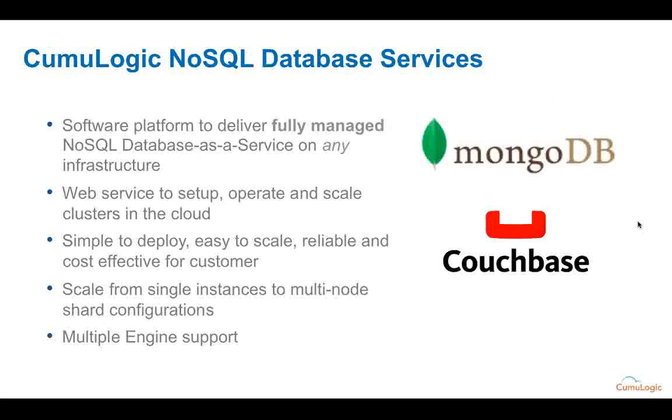Our NoSQL database services function in a very similar way. The two engines that we're supporting here are both MongoDB and Couchbase. Thinking about what I described with the relational database, how you could request just a simple single node instance all the way up through potentially even multi-data center replicated topologies, the same thing applies for both Mongo and Couchbase.